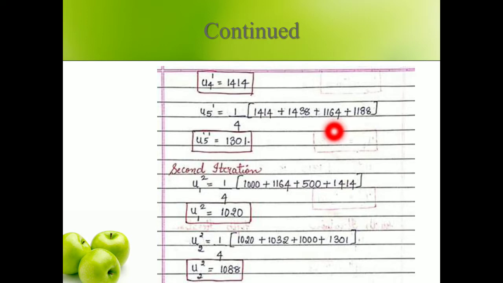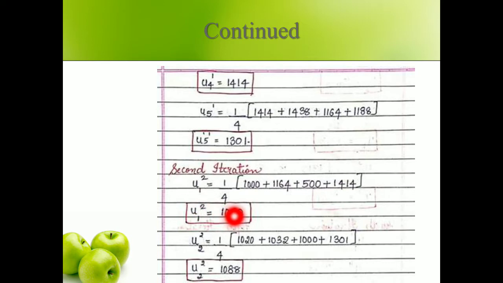So similarly, continue with the second iteration using the first iteration values. Then u1 second iteration will be equal to 1 divided by 4 (1000 plus 1164 plus 5000 plus 1414). So you will get u2 second iteration, that is 1020.